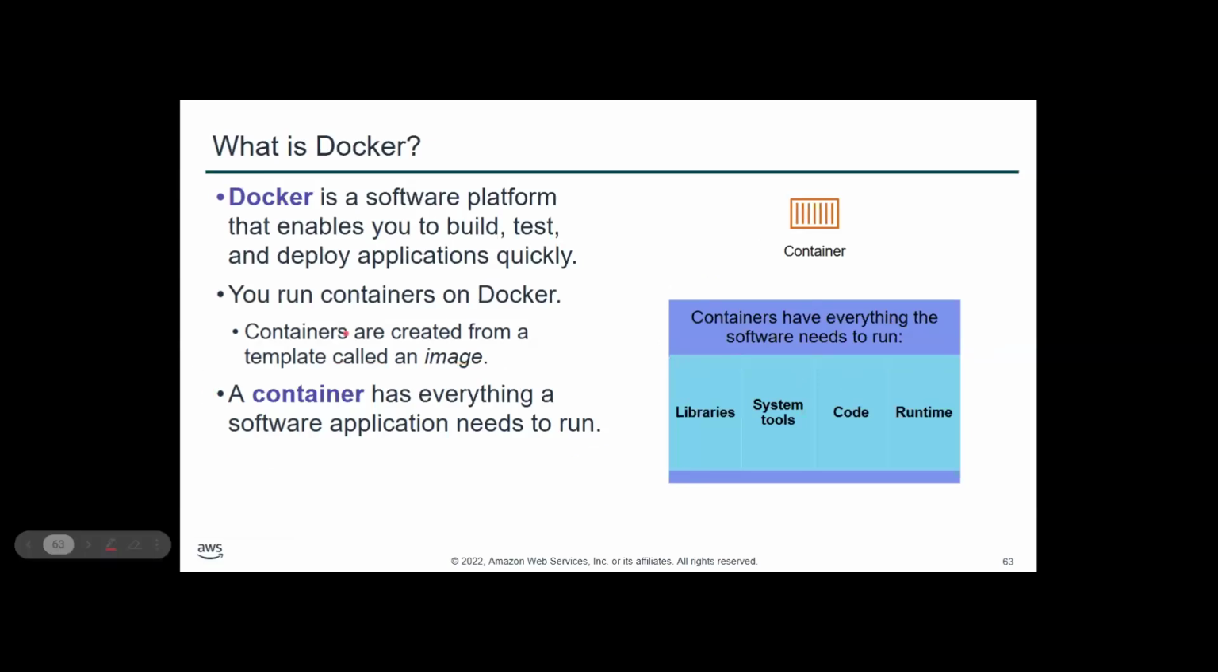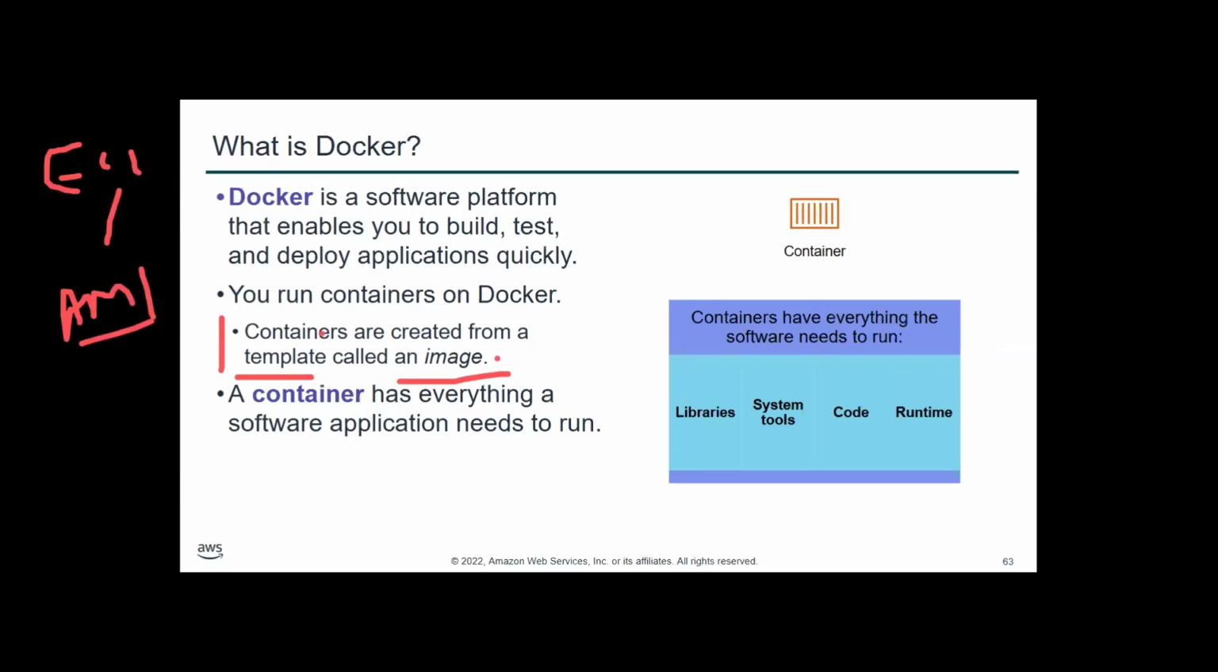What will these containers have? Containers are mainly created from a template called an image, like how EC2 is created with the help of an AMI, like a template. I told you the stamp example, right? Same thing, containers are created from the image. Image is nothing but, let us say you want to install VLC media player. What do you need to download? You want to install a VLC media player. What will you do?